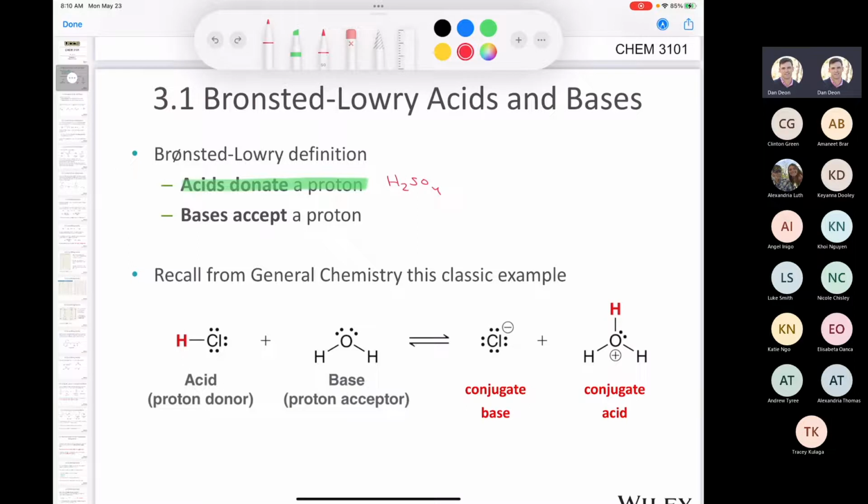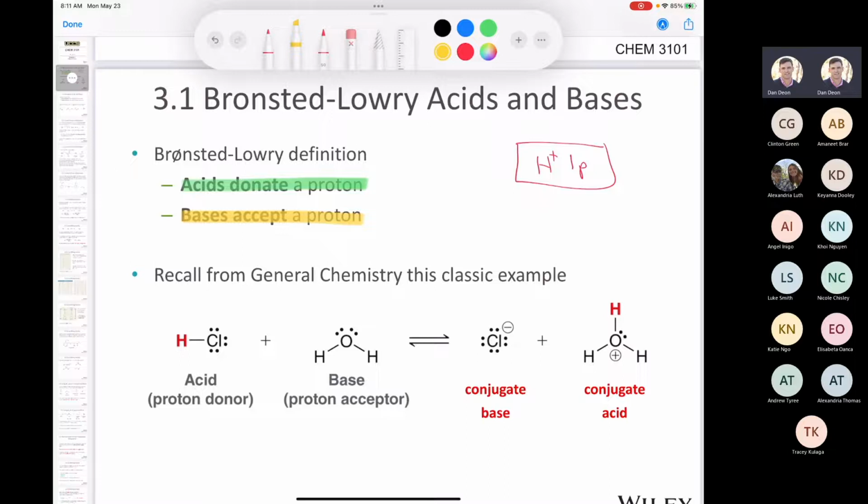If you're wondering why we call a hydrogen ion a proton, think about what a hydrogen atom is. A hydrogen atom is just one proton and one electron. If you rip off the electron, you just end up with the nucleus, which is nothing more than a proton, and that's why we call H+ a proton. So acids donate a proton, and a base accepts a proton.